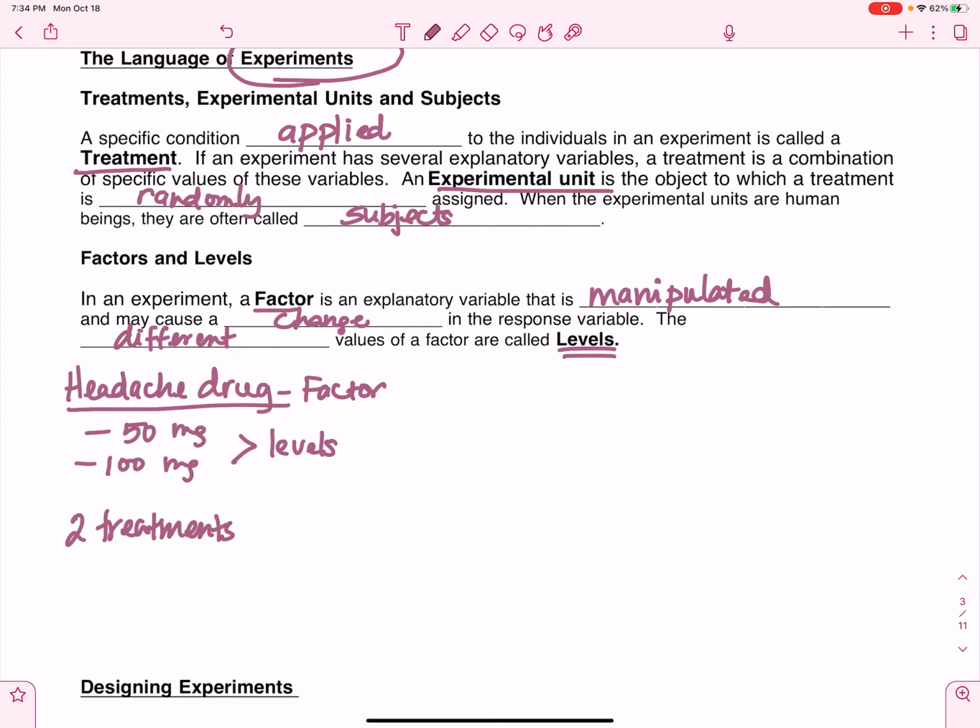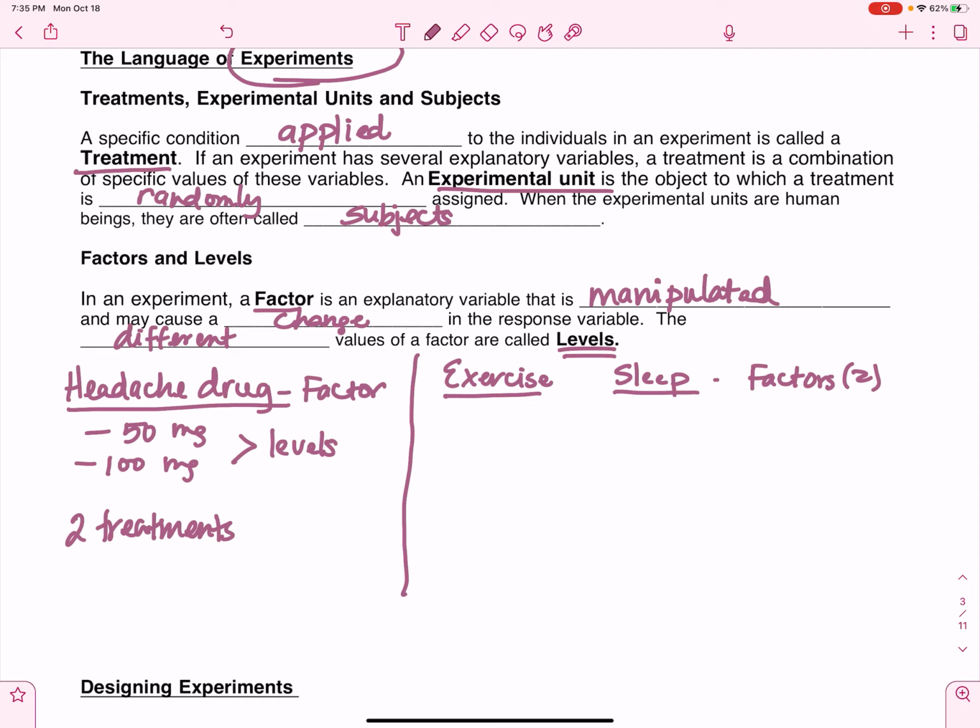Now let's try something else. Let's say I am a nutritionist and I want to see the effects of exercise and sleep on diet, health, nutrition, whatever. Exercise and sleep are my factors, so I have 2 factors.